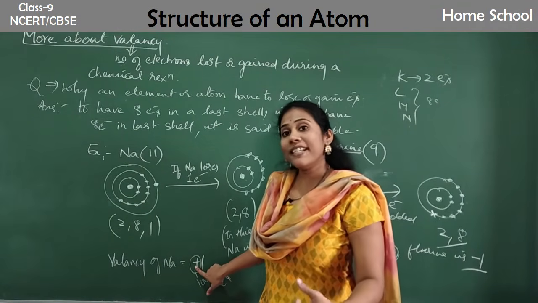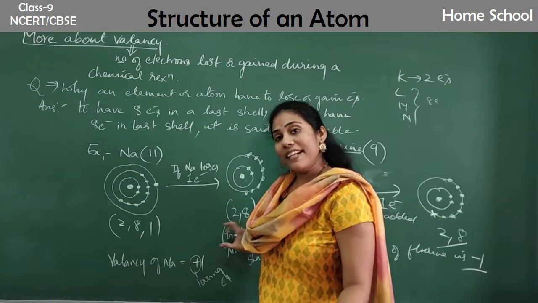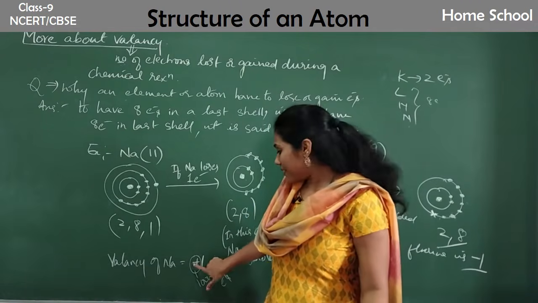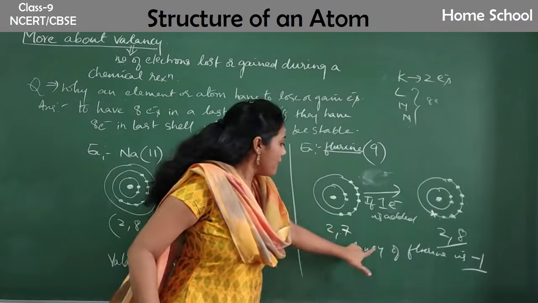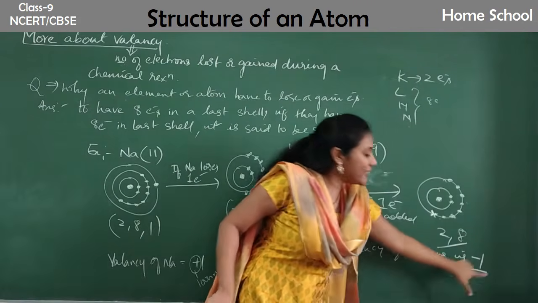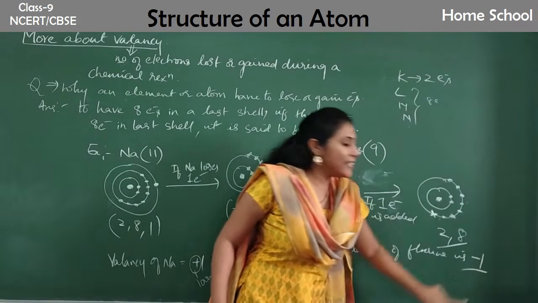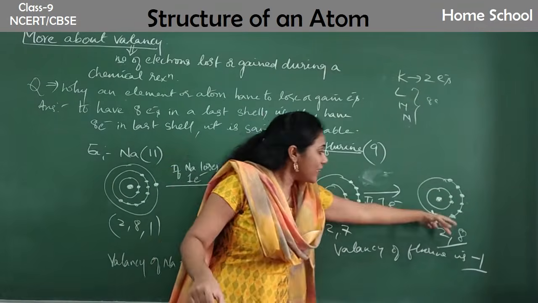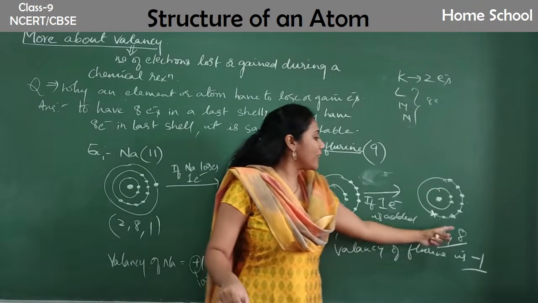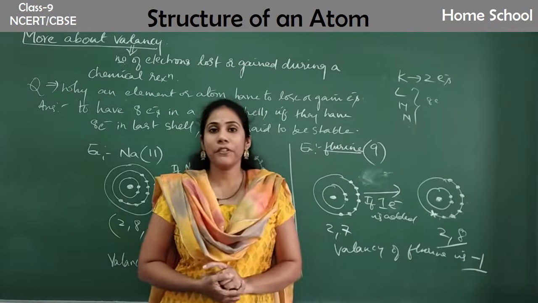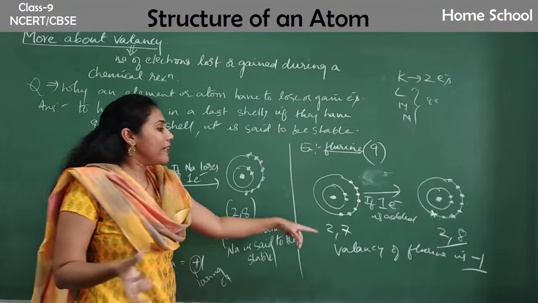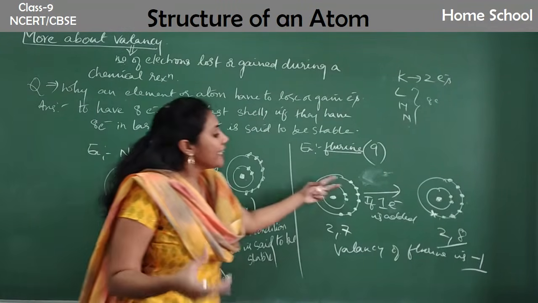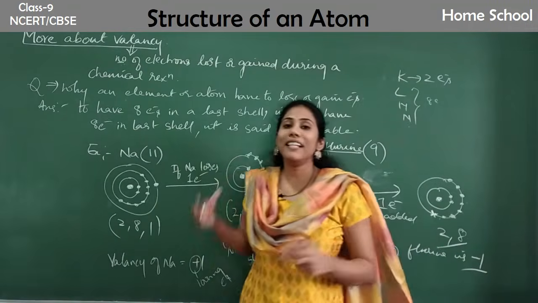Plus. How is it getting a stable state? By losing an electron, isn't it? That's the reason for plus. Here also valency is 1 only, but it is minus 1. So what is the meaning of minus, guys? It is actually gaining the electrons to acquire a stable state. Okay, so this is what we mean by valency, and this is how we can predict the valency of elements.